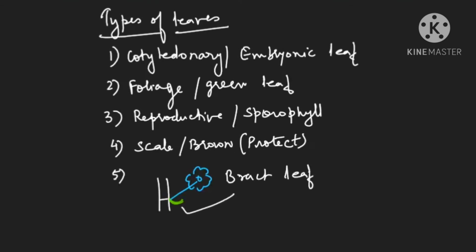So this green color is your bract leaf, okay? And these are the few different types of leaves which we study in the entire plant kingdom. So I'm just trying to focus it here. Cotyledonary leaves are there, foliage leaves are there.